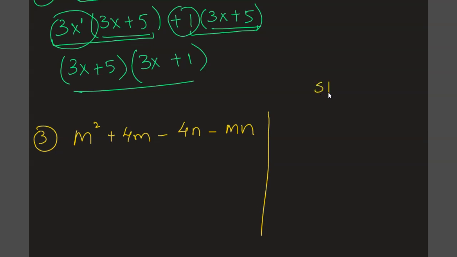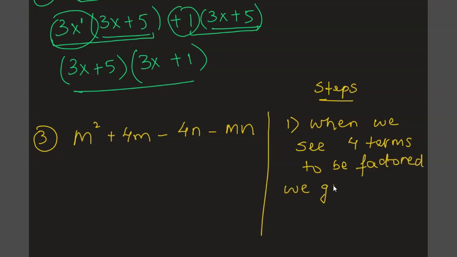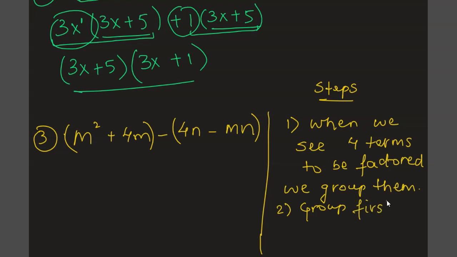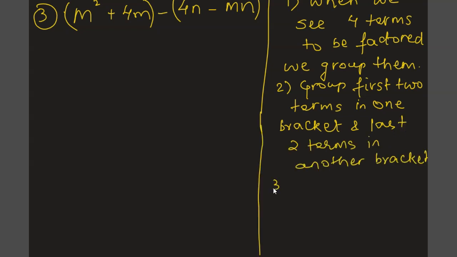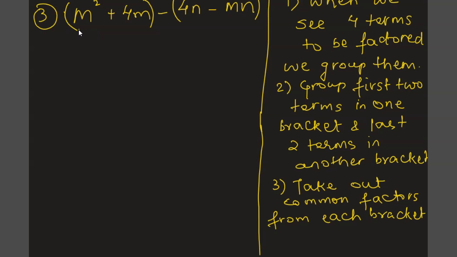Here we would write down the steps to conclude it. The first step is when we see 4 terms to be factored, we group them. And how do we group them? We group the first 2 terms in one bracket and the last 2 terms in another bracket. So that's the second step. Group first 2 terms in one bracket and last 2 terms in another bracket. Third step is take out common factor from each bracket. So we take out common factor from the first and the second bracket, and how would it look?